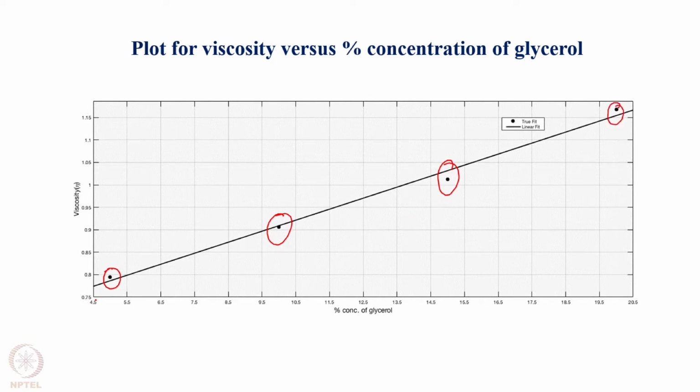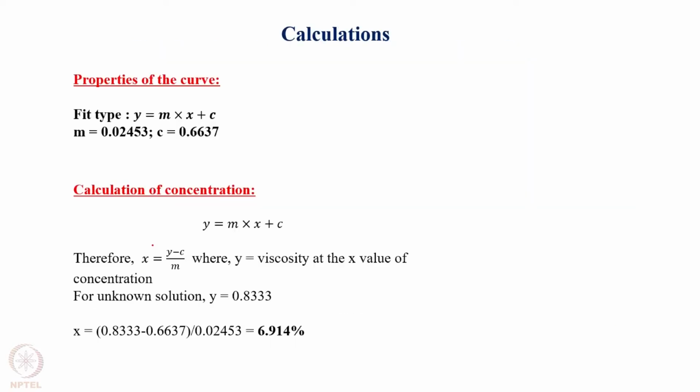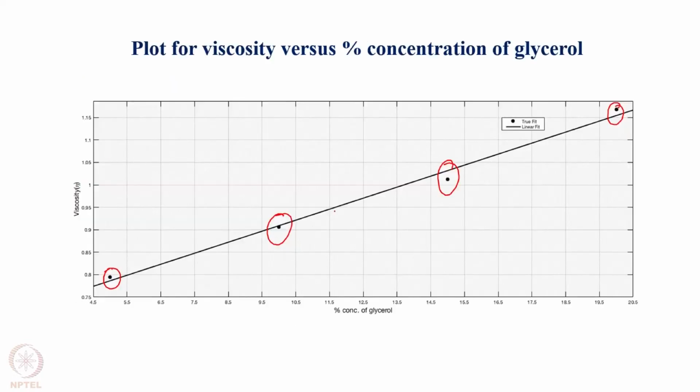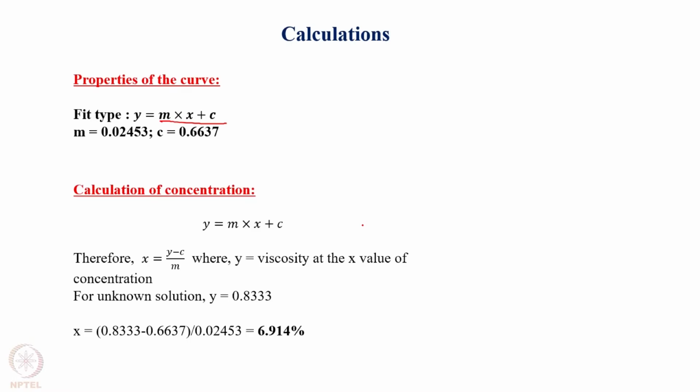Now these points are fitted in a linear equation of the type y is equal to mx plus c. So here m is the slope of this curve and c is the y-intercept. So we obtain this equation y is equal to mx plus c. Here y, which is the viscosity of the unknown liquid, which we obtained as 0.83, we will substitute here. So we need to determine the value of x. So x here is the concentration of the unknown solution or concentration of any solution.